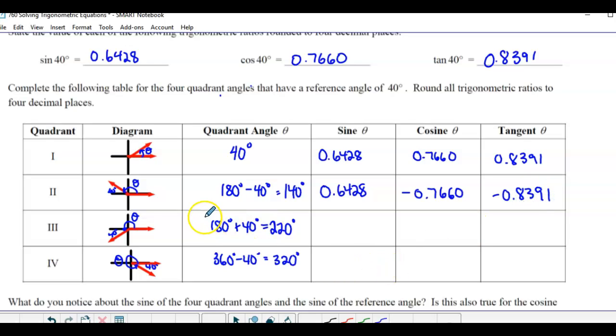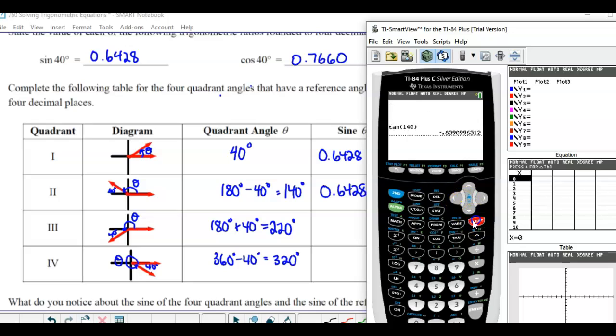Okay, and that kind of makes sense. So in the second quadrant, cosine is going to be negative. Tan is going to be negative because the only thing positive in the second quadrant is sine ratios. All right, so all are positive in the first quadrant, just sine in the second quadrant. Then get your calculator out, clear off, and now let's do sine, cosine, tan of 220.